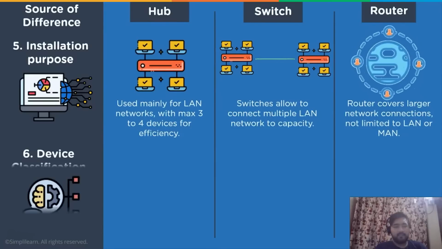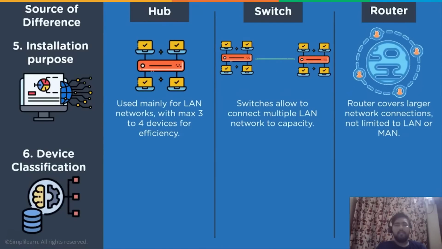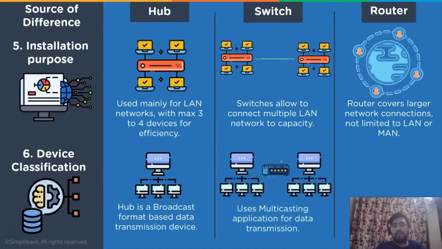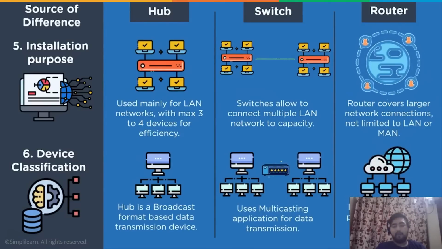Let's take a look at the next difference. That is device classification. In case of a hub, it uses broadcast format or a broadcasting device to transmit data over the communication channel due to the absence of any processing unit in the system. And in case of a switch, it uses multicasting application for the transmission of data. And in case of a router, it uses routing path from a routing table to transmit the data in the communication channel.